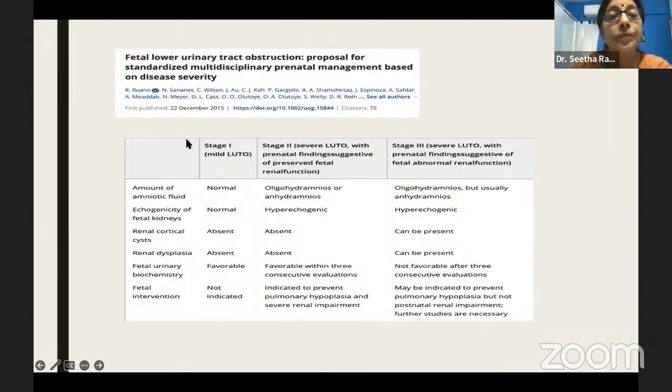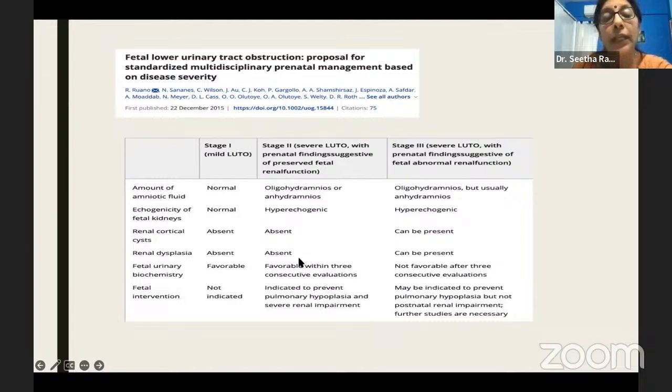So this is another study done by Ruano et al., and they have classified the LUTO into stage 1, stage 2, and stage 3. They have said where the selection becomes important and where fetal intervention becomes indicated and possibly beneficial. When the amniotic fluid is normal, the fetal kidney echogenicity is normal, there is no renal dysplasia, and the urine biochemistry is favorable, that is after 3 samples, then usually it's not indicated. You can just leave them alone and follow them up.